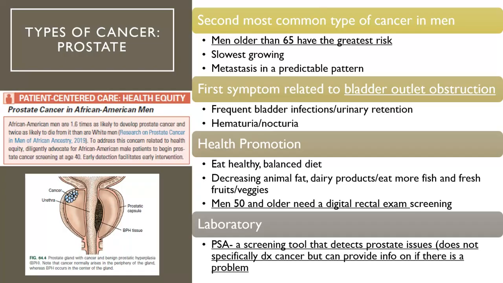I also want to address that African American men are more likely to develop prostate cancer, so their screening should start earlier. Begin prostate cancer screening at age 40 and do early interventions with them.